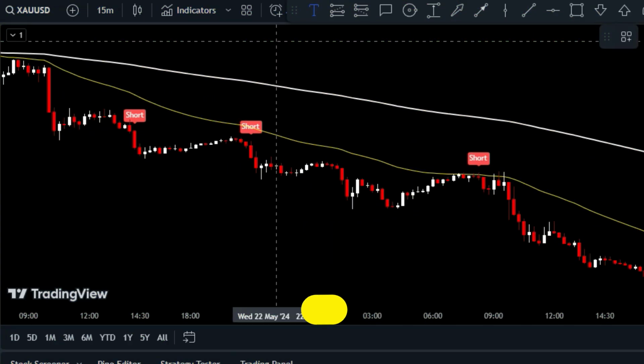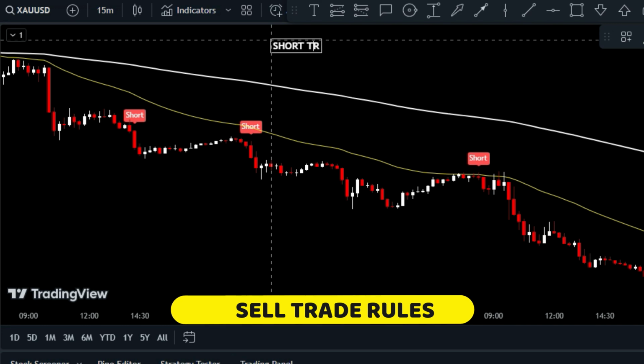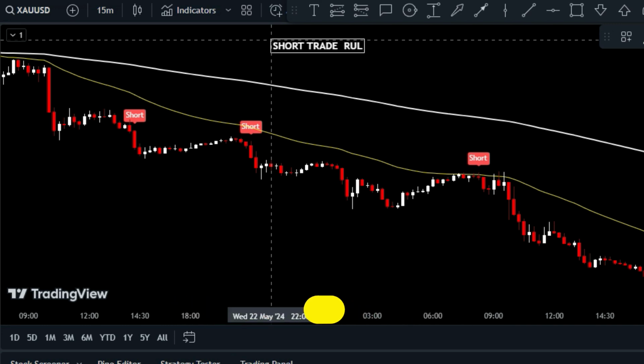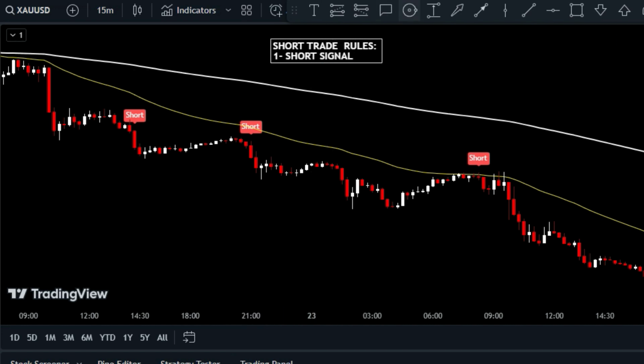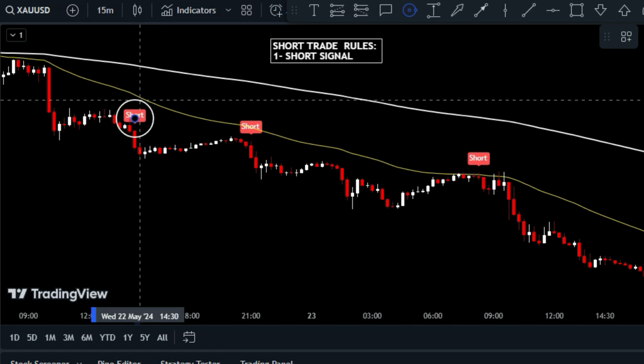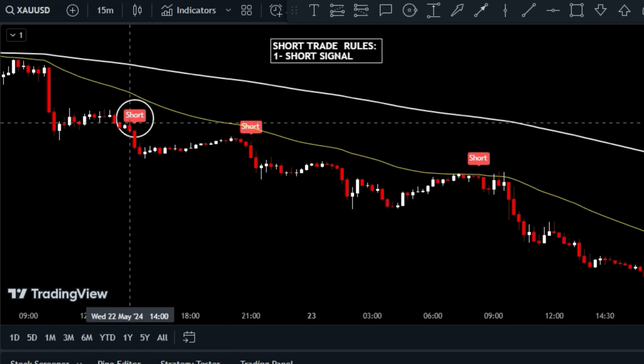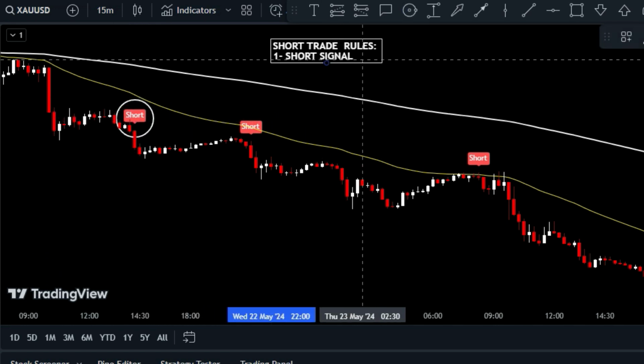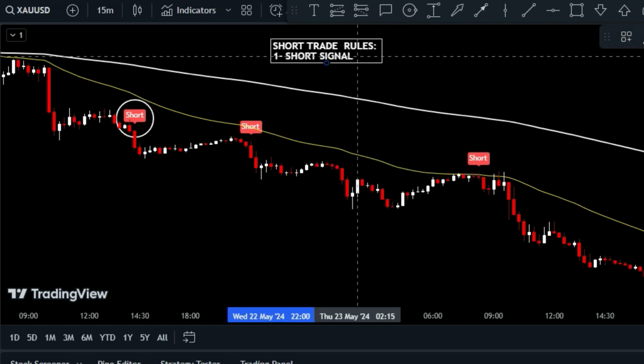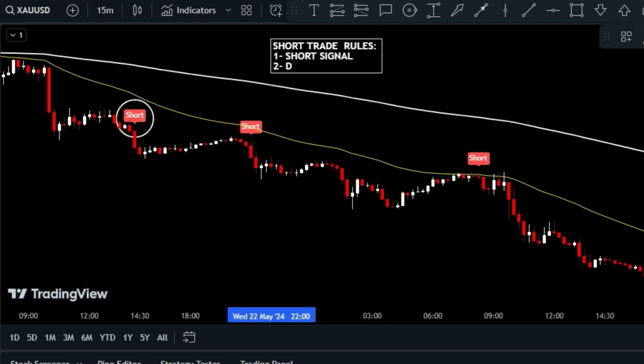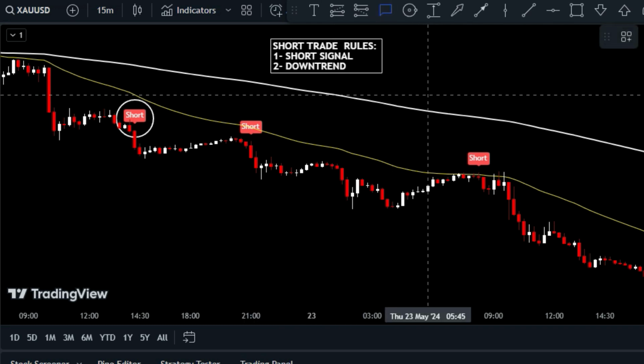Now let's explore the world of sell trade rules. First, be on the lookout for a short signal on the chart, signaling a potential sell opportunity. Next, ensure the trend is heading downward, so you're always trading with the current market flow.